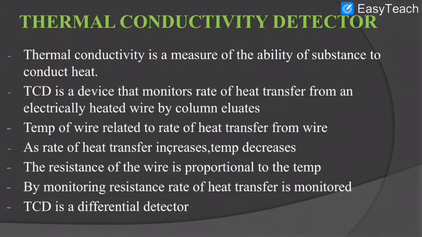Also, the resistance of the wire is proportional to the temperature. If we are monitoring the resistance, the rate of heat transfer is monitored. TCD is a differential detector because we are having two wires. Through one of the wires, the mobile phase will pass directly, and through the other wire, the eluent comes out. That is what is coming through the column after separation, that passes through the other wire.